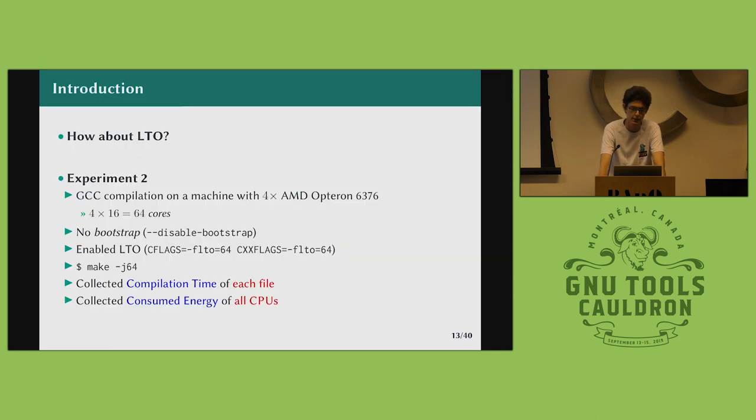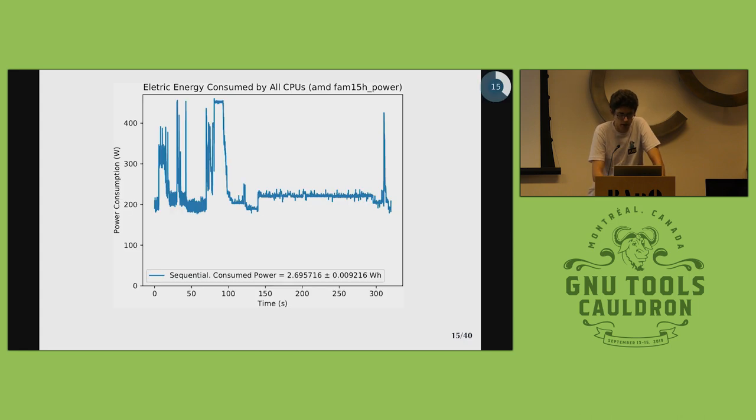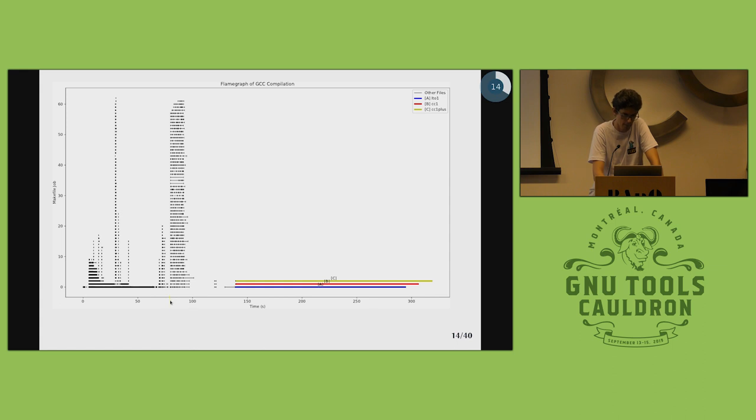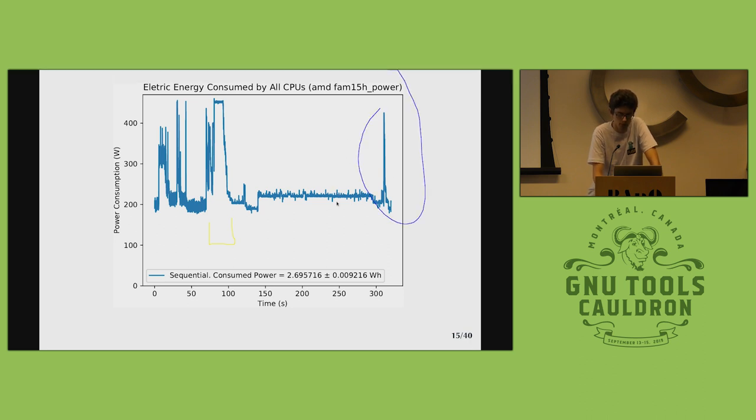How about LTO, link-time optimization? We ran the same experiment, but with LTO enabled. This graph here doesn't look too good, because when the GC starts again, I cannot capture the compilation itself. However, we can see in the next graph that LTO is pretty much sequential, besides this part here where the CPU is totally used, which corresponds to this part here. It's pretty much sequential until here. And this seems to be the only parallel part in LTO. And we also consumed more power.